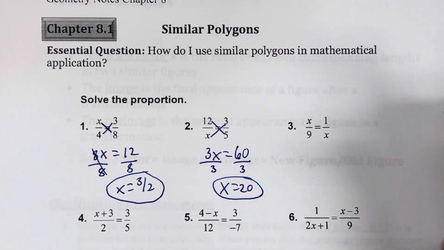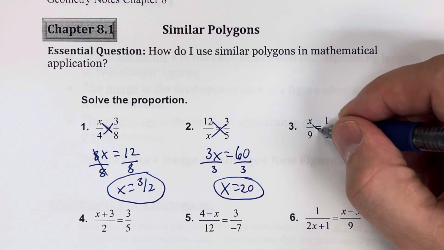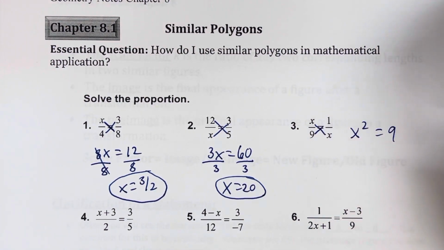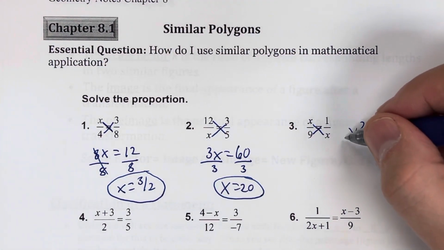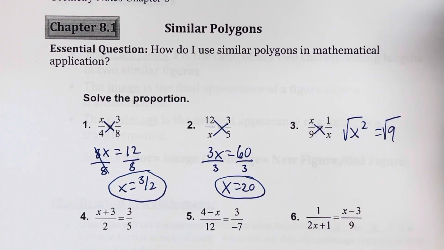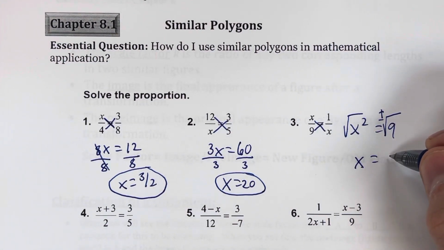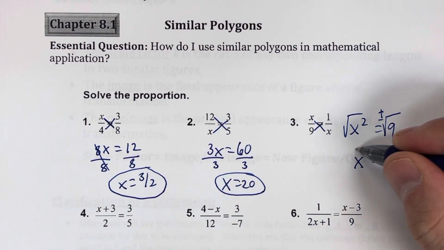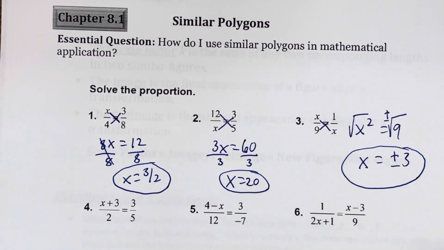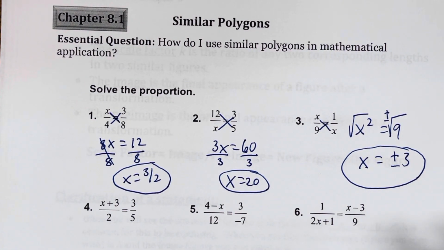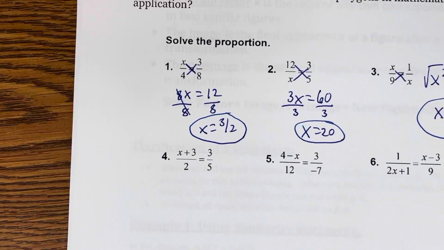All right, next one, we have a quadratic forming. Keep in mind, x times x is x squared. 9 times 1 is 9. Now, for us to solve this, we can take the square root of both sides. Now, technically for this one, when I insert a square root, it needs to be both a positive and a negative value. And the solution is x is equal to plus or minus 3. The reason why it's both positive 3 and negative 3 is because 3 squared is 9, and negative 3 squared is also 9. All right, on to the next one.